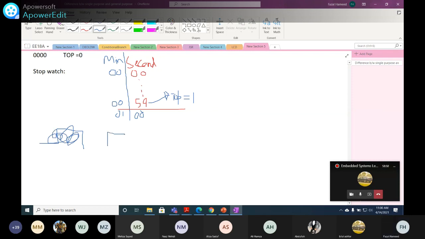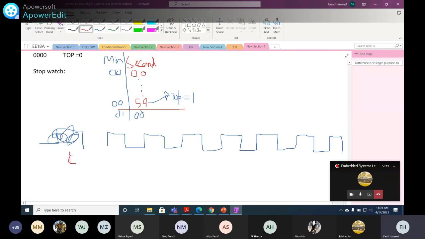Now if you look at the timer, this is a clock. So what will be the value of the timer? The value of the timer will be 0 here, 1 here, 2 here, because the decision is taken at the rising edge of the clock. The value will be 3 here, 4 here, 5 here, and 6 here.